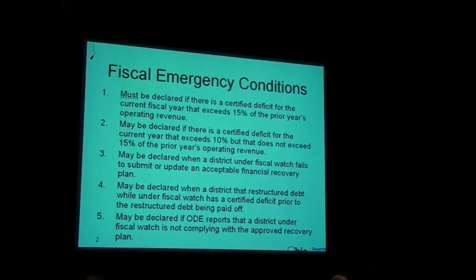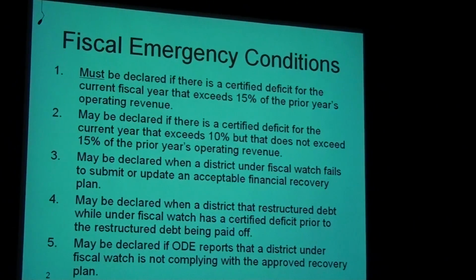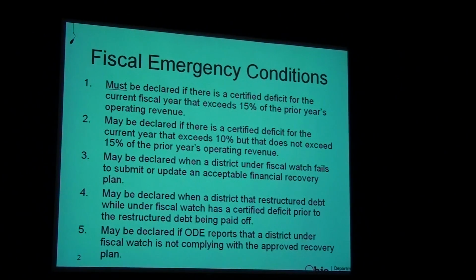Fiscal emergency conditions, as I mentioned earlier, must be declared if there is a deficit that exceeds 15% in any one fiscal year. What that means is that if the deficit divided by the revenue stream comes out to greater than 15%, that is where the percentage comes from. If it's between 10 and 15% of the prior year's operating deficit, then the auditor of state has some discretion on declaring fiscal emergency. The main reason we're here today, though, is under item number 3.